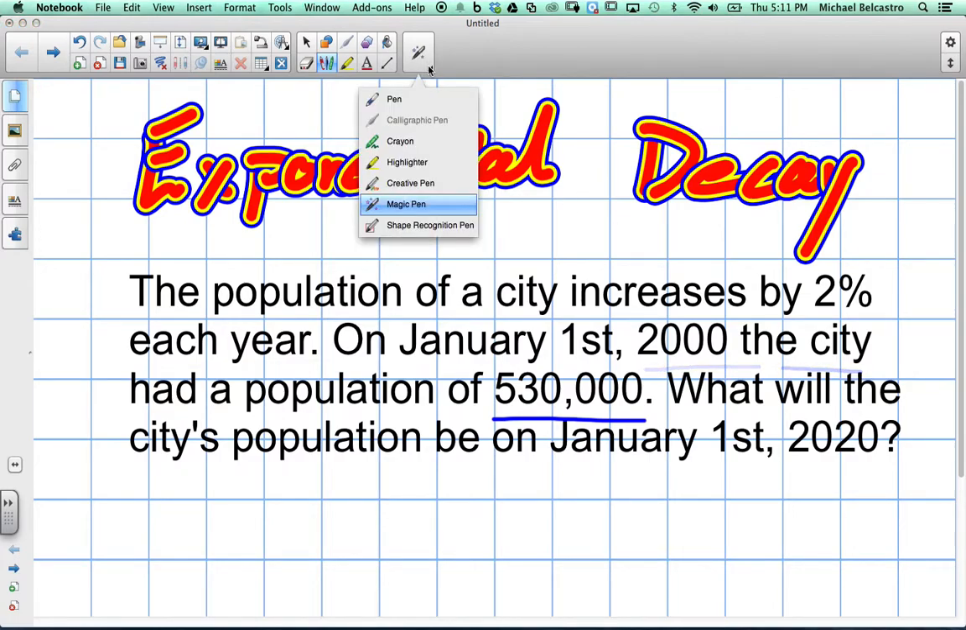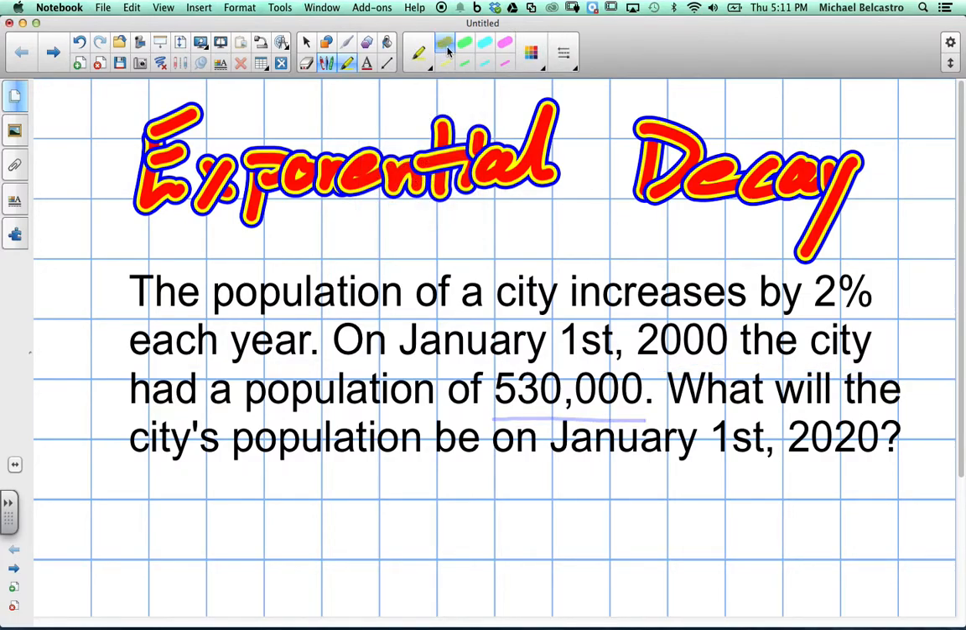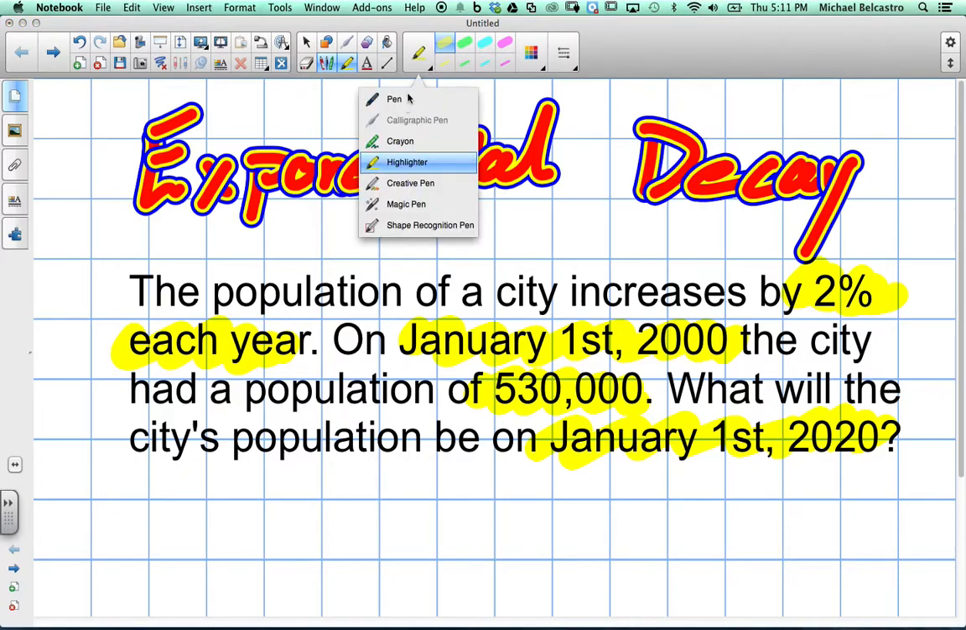I'm going to highlight what I think will be important. Then I'm going to build a formula and pick stuff out. The population of a city increases by 2% a year. That's probably important. On January 1st, 2000, the city's population was 530,000. And the question asks, what will the city's population be on January 1st, 2020?